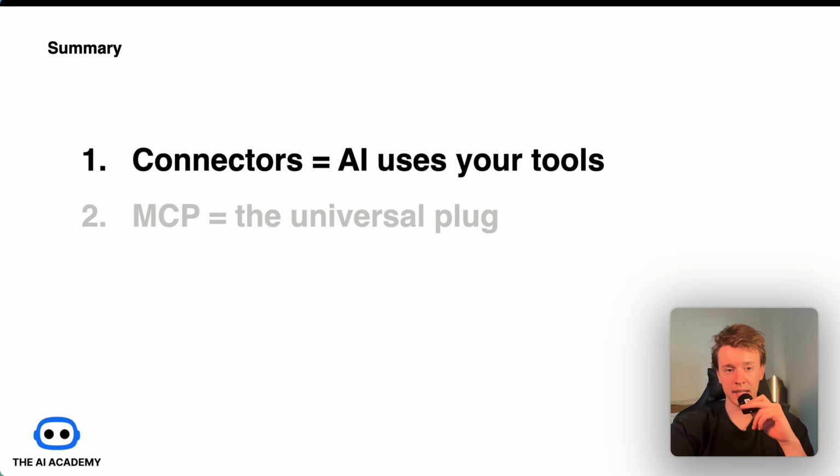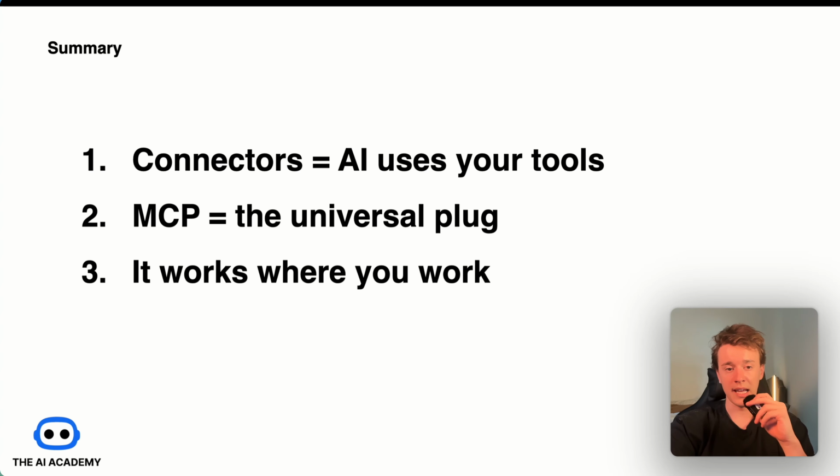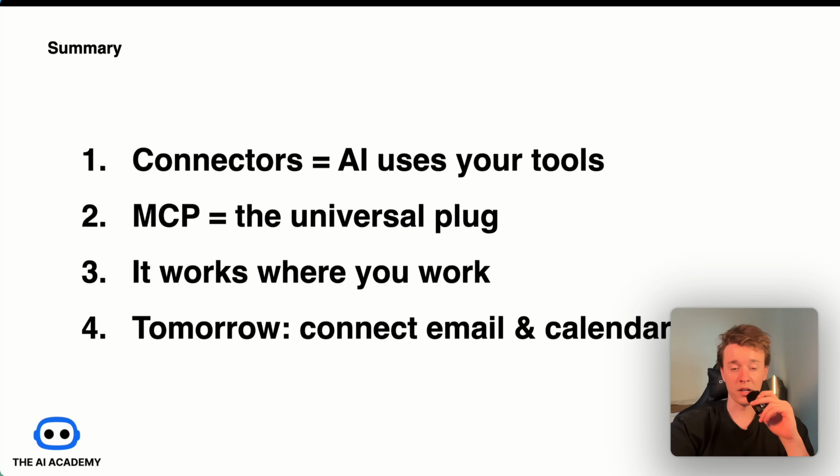So summary for today: one, connectors are what the AI uses; two, the MCP is the universal plug; three, it works where you work. And then tomorrow we're going to talk about connecting your email and your calendar.